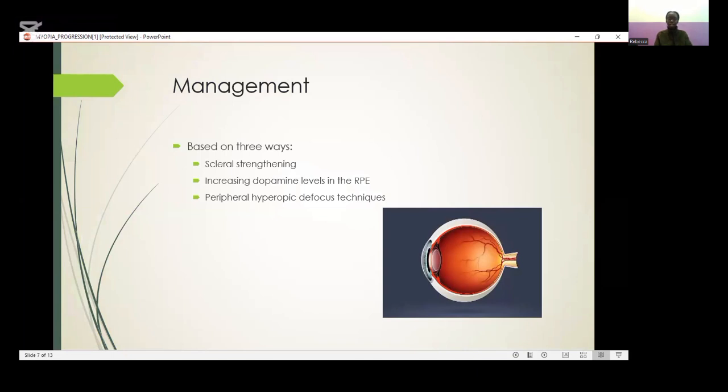I had just finished explaining peripheral hyperopic defocus techniques, and I also mentioned that we have myopic defocus to be able to neutralize the hyperopic defocus that is in the eye.